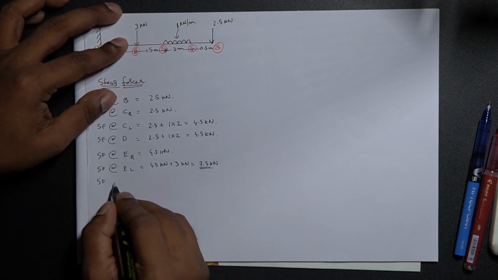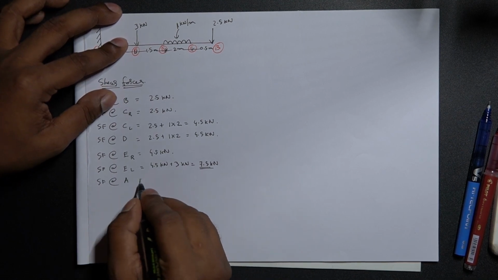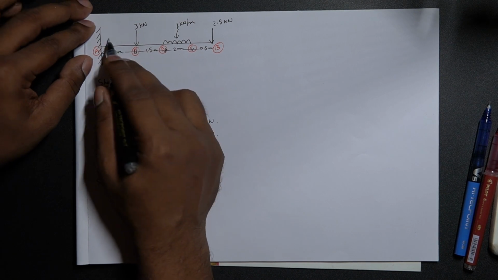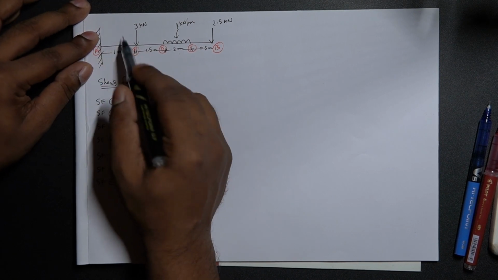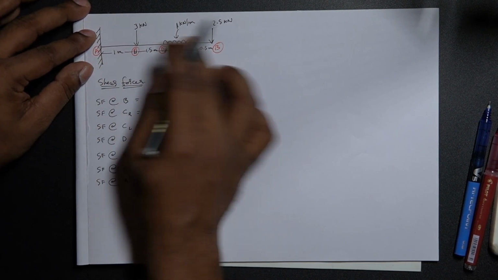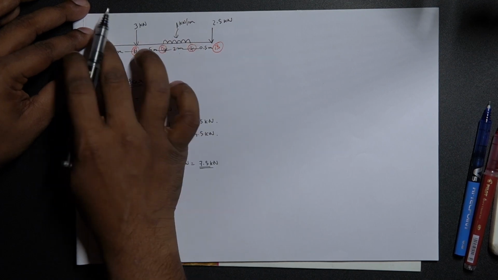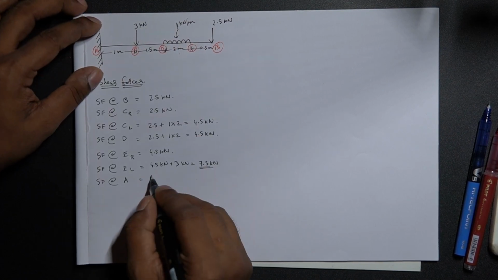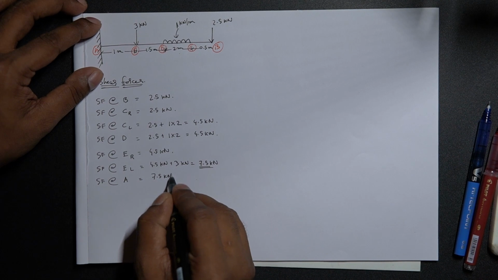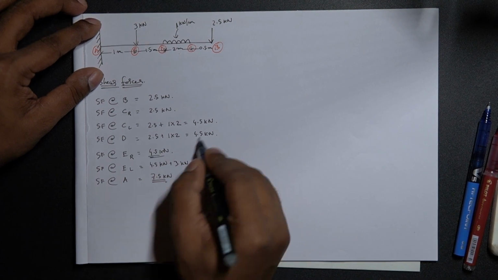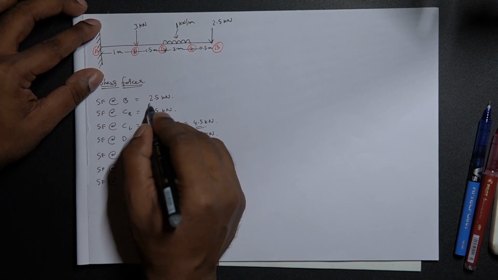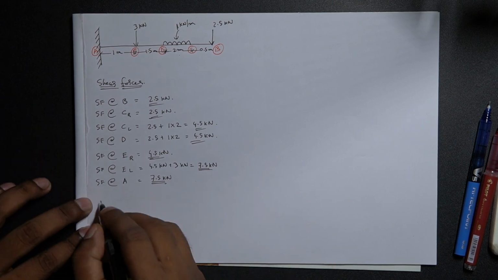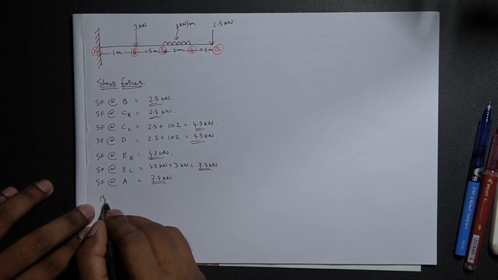Finally, shear force at point A. There is nothing special happening in between these two spans. Whatever is happening till this point is reflected all the way till the fixed support. So it would be 7.5 kilonewtons. Now that we got our shear forces, let us calculate the bending moments.